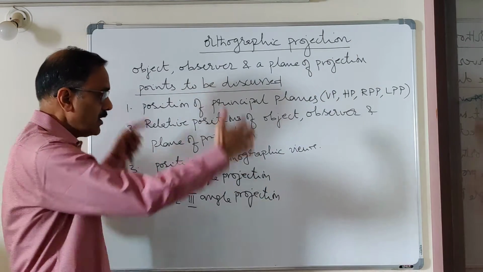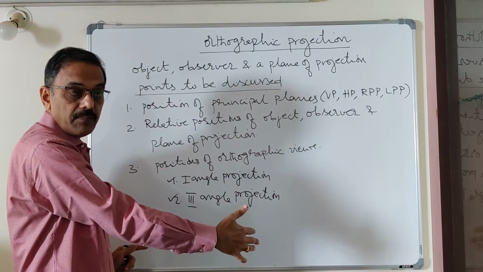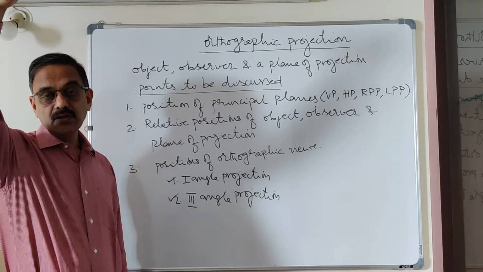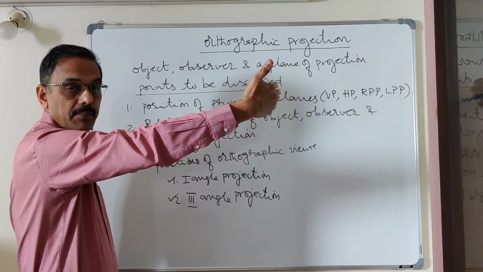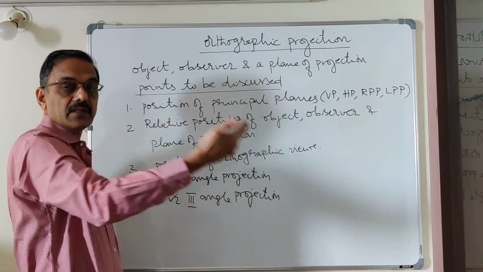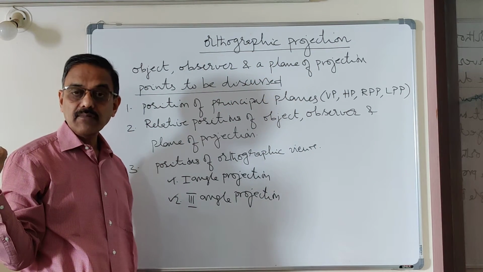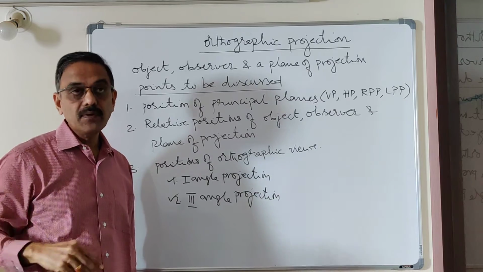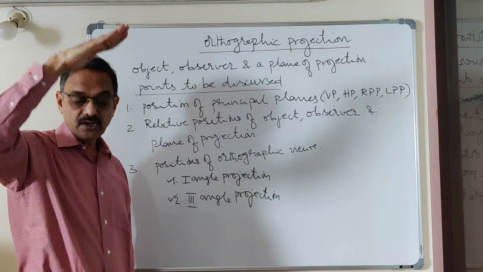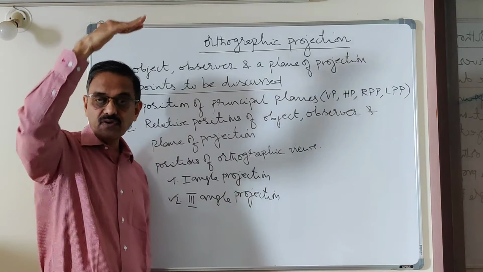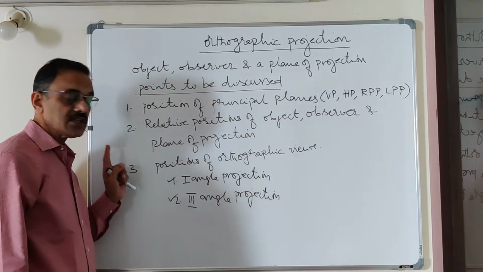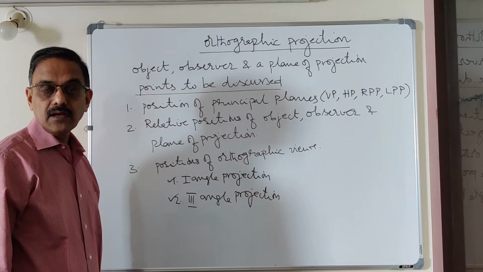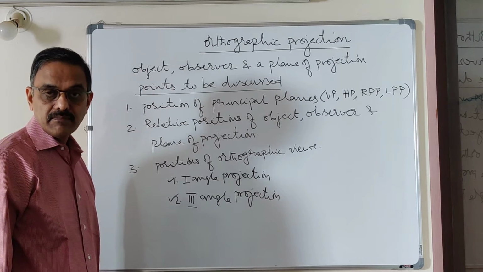Okay. So the front view is vertical plane VP. The roof is the horizontal plane HP. Then the right wall is RPP, right profile plane. The left wall is LPP, left profile plane. The only change that you made is the horizontal plane. Instead of ground, we are using a roof now. So the first point is done. Now coming to the second point, relative positions.